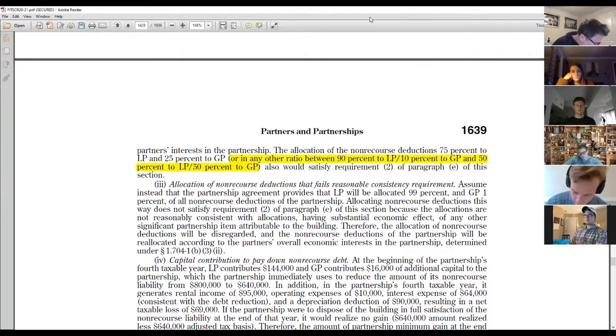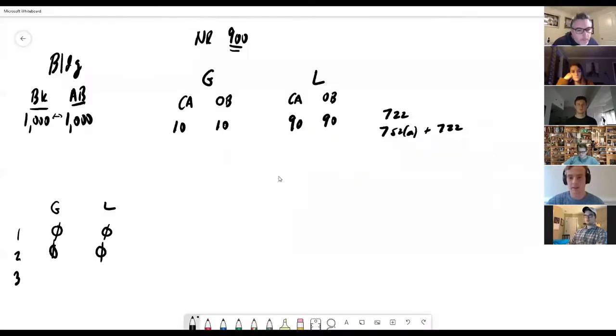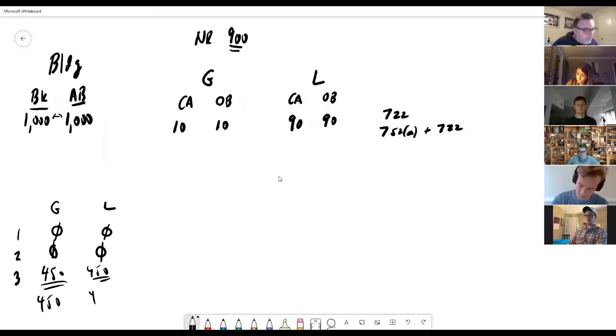So bottom line is that the 900, whatever's left, gets split 450, 450. So at the outset, each partner's share of the liability is 450 each. So that's as if they contributed 450 of cash each for tax purposes. So their outside basis goes up by 450 each.